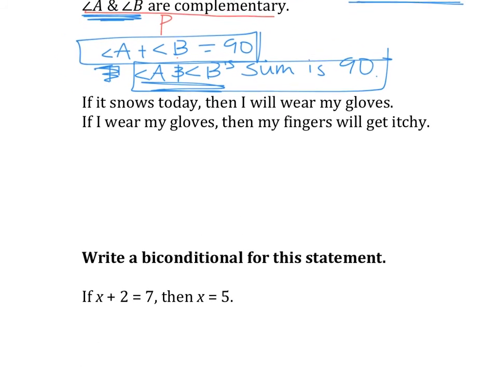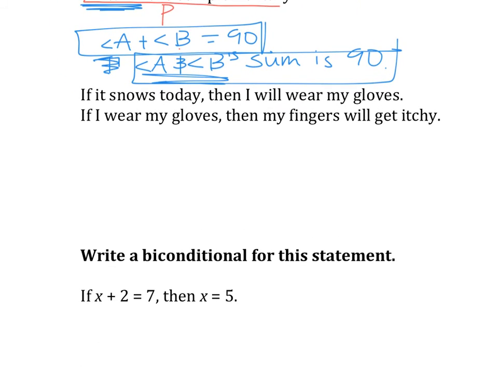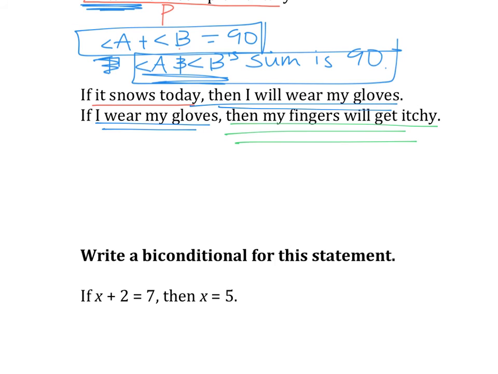Law of syllogism is the one where you cross out what's identical. So if it snows today, then I will wear my gloves. And if I wear my gloves, then my fingers will get itchy. Well, the two that are identical is wearing gloves. So if we cross out the wearing gloves statements, what you're left with is this statement. If it snows today, then my fingers will get itchy. And you would just write that if-then statement.